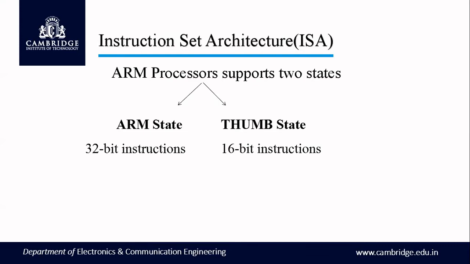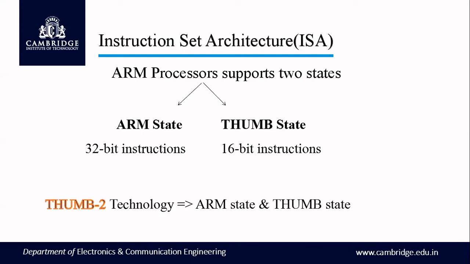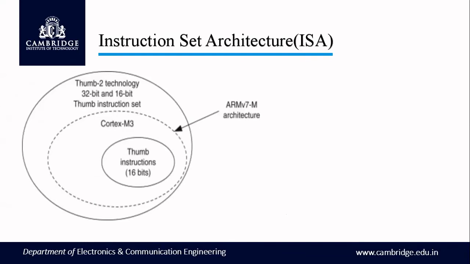When I say thumb 2, we have now the thumb 2 technology, which is a combination of both ARM state as well as thumb state. So thumb 2 technology combines both ARM state and thumb state together. So if you look at this diagram, you would understand. So you can see that the thumb instructions are a subset of the 32-bit instructions, the ARM state instructions. Okay, and thumb 2 technology is a superset of 32-bit and 16-bit instructions.